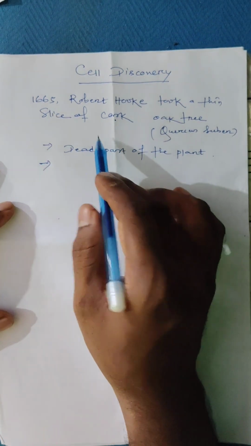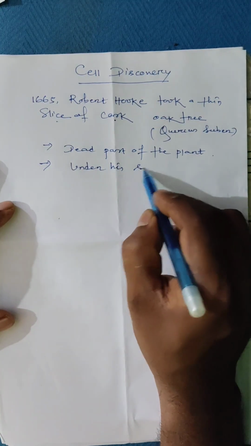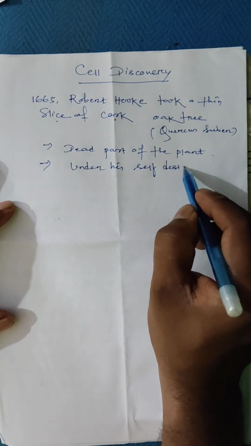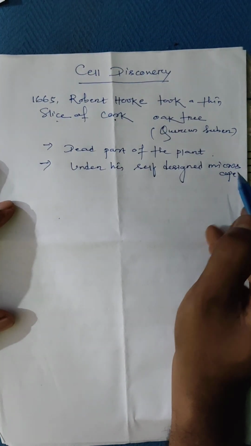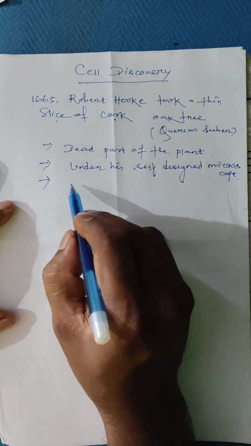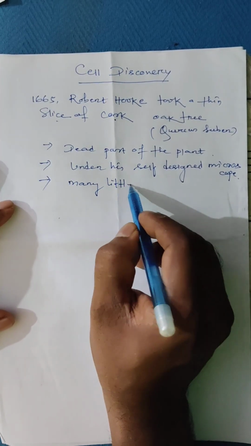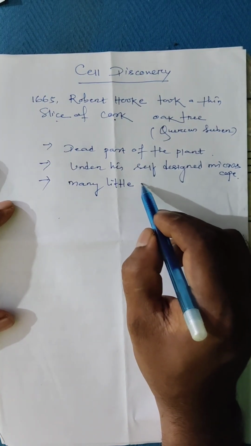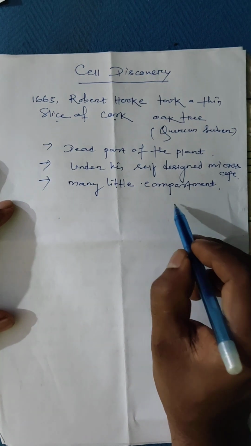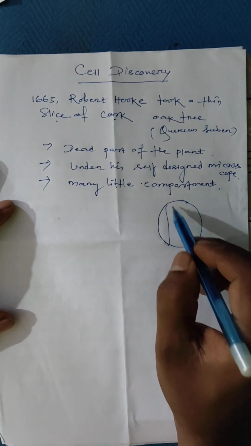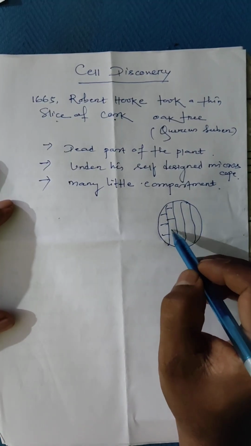He examined this slice of cork under his self-designed microscope. What did he observe? He noticed that the cork was made of many little compartments. He saw many little compartments. So I am drawing the structure. In his microscope, he found a structure like this.